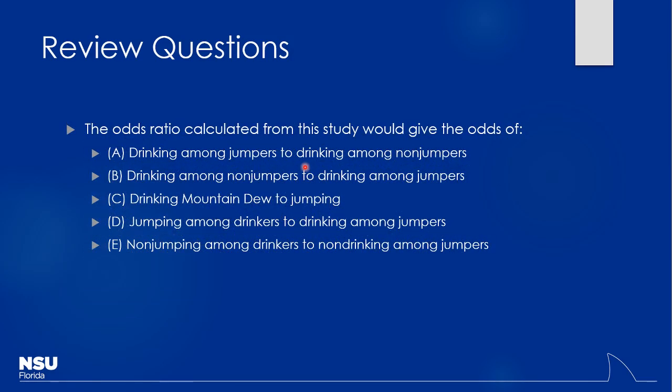All right. The odds ratio calculated from this study would give us the odds of drinking among jumpers to drinking among non-jumpers, drinking among non-jumpers to drinking among jumpers, drinking Mountain Dew to jumping, jumping among drinkers to jumping among non-drinkers, or non-jumping among drinkers to non-drinking among jumpers.